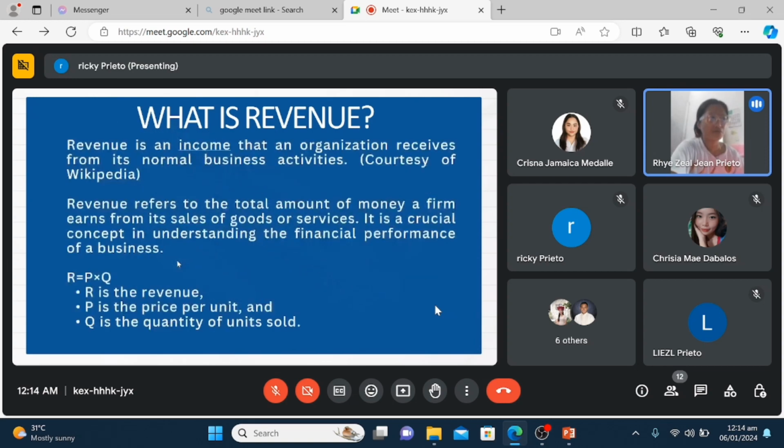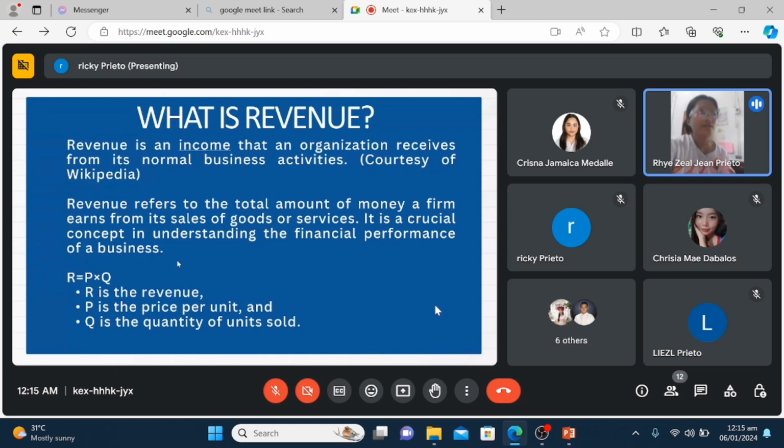So, revenue is an income that an organization receives from its normal business activities according to Wikipedia. Revenue in simple words mao ni siya ang kita or halin sa mga goods and services that a firm or the other businesses mahalinan sila. So, revenue refers to the total amount of money a firm earns from its sales of goods and services, and it is a crucial concept in understanding the financial performance of a firm or a business.